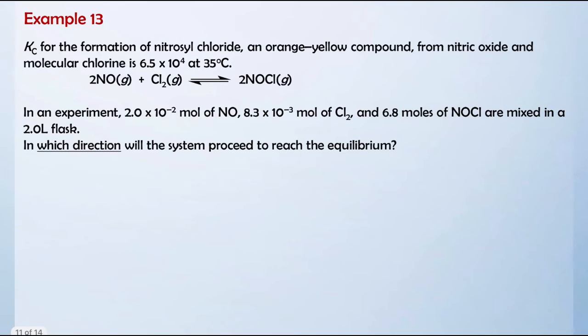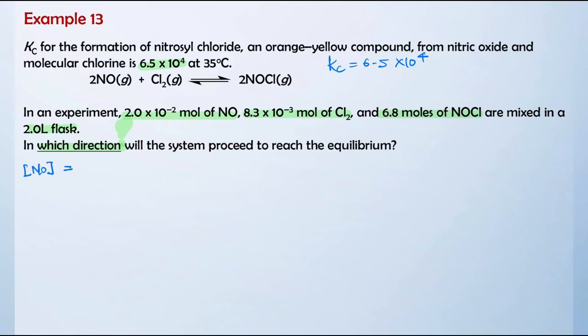So let's look at example 13. You are given the value of Kc, which is 6.5 times 10 to the power of 4, and you are given the number of moles of each species in the initial concentration, and you are asked to find the direction of the system to reach equilibrium.